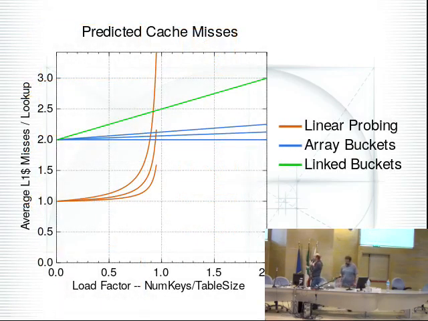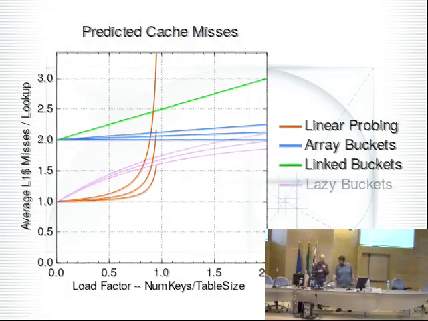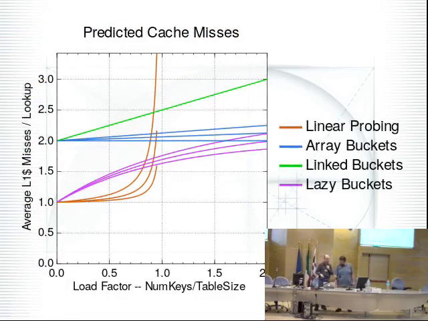Once again, the 3 different lines are the same thing, 4, 8, and 16. And now we've added our lazy buckets, which, as we might expect, start out looking like linear probing, but the more collisions you have, the more array buckets you create, and eventually you almost fill the table, and it's going to approach the performance of the array buckets as the table size goes to infinity, or the load factor goes to infinity, which you wouldn't want to do anyway.